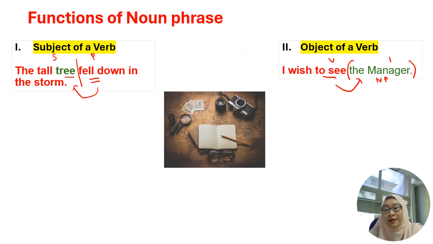Another word for it is direct object. So a noun phrase can also function as an object of the verb depending on where it is placed in a sentence.